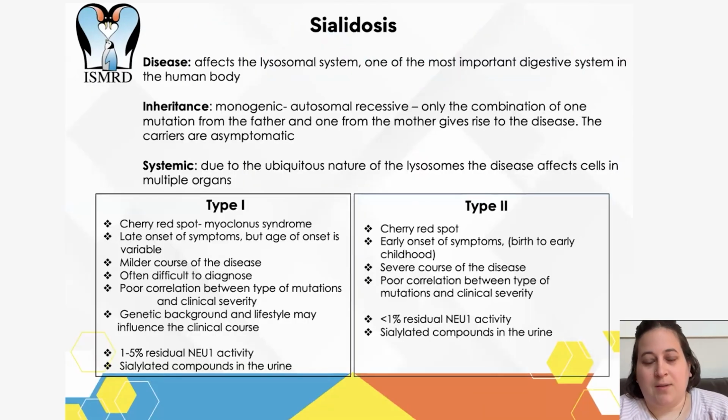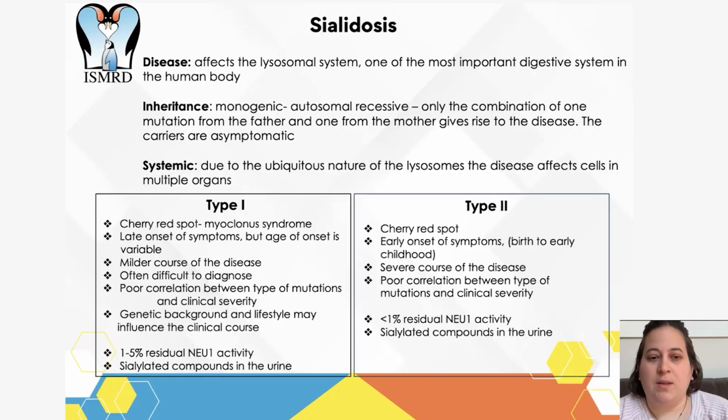Sialidosis is a lysosomal storage disease, and it is autosomal recessive. It tends to be systemic in nature, as many of these lysosomal storage diseases are. There are two clinically diagnosable types, type 1 and type 2. However, again, like we just discussed so thoroughly, this disease really exists on a spectrum that lines up well with the type of mutation a patient has and their residual enzyme activity.